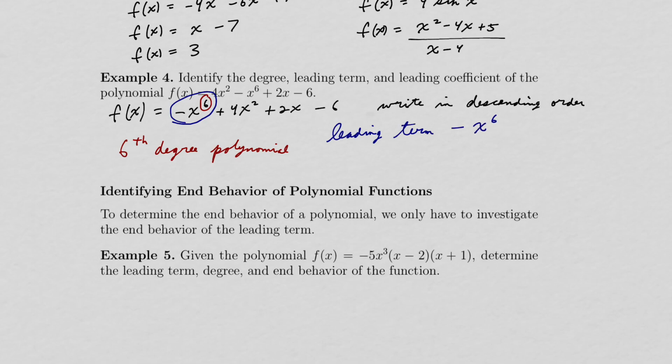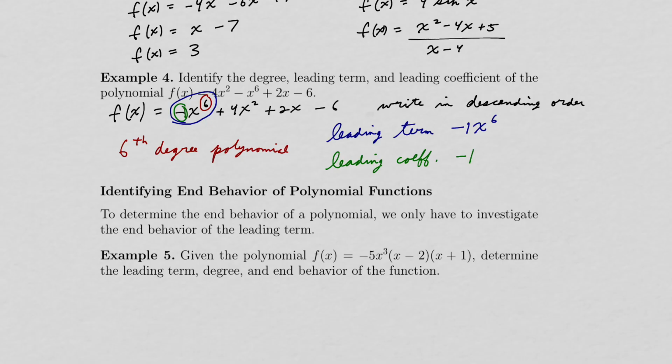And remember, that really means negative 1 times x to the 6th. And then the leading coefficient is the coefficient of the leading term. So the leading coefficient is the negative 1 here, right? Okay, so that's all they mean by classifying the polynomial: the degree of the polynomial, the leading term, and the leading coefficient.